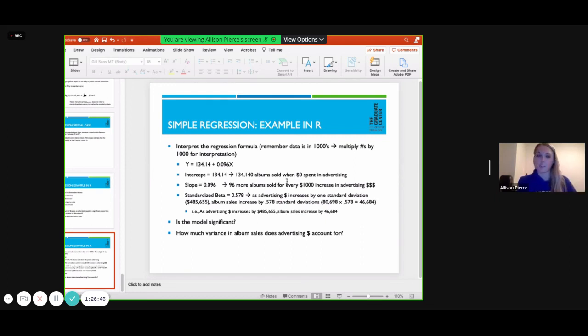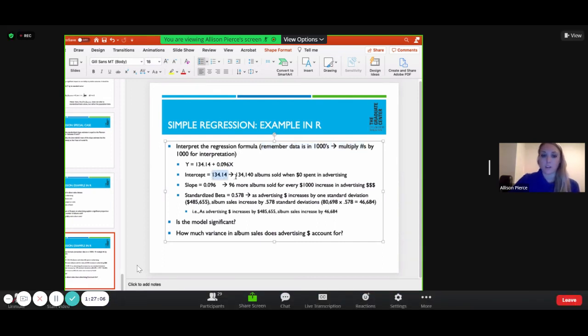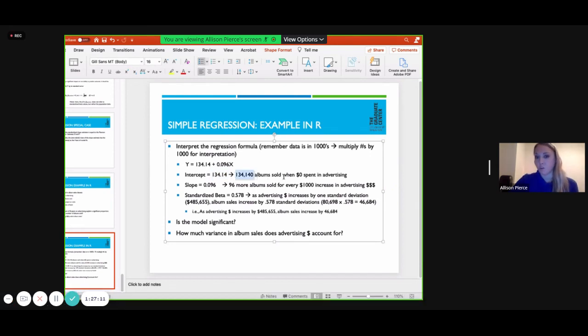That's just so you understand the concept. You'll be running an LM function, a summary, and then grabbing the intercept and slope. And at least for the purposes of my class, I'll be having you interpret it. So in the ALM example, the intercept was 134. Because the data is in thousands, you multiply by 1,000 for interpretation. So when your intercept's 134, what we're really saying is 134,000 albums were sold when $0 was spent in advertising.